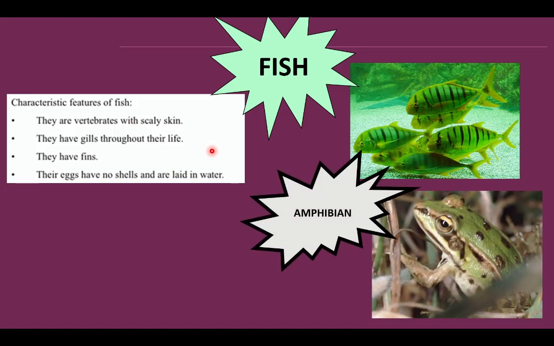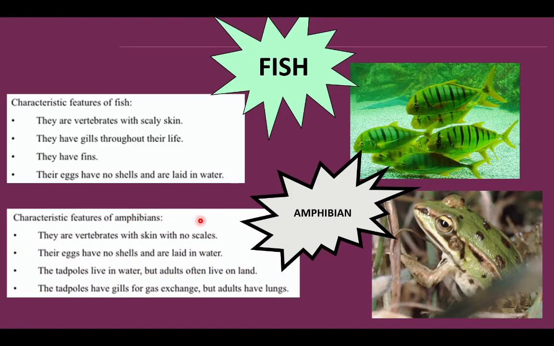As far as amphibians are concerned, the characteristic features of amphibians include they are vertebrates with skin with no scales. Their eggs have no shells and they are laid in water. The tadpoles live in water, but adults often live on land. The tadpoles have gills for gas exchange, but adults have lungs. Obviously, when the adults are living on the land, they have to respire through air, so they have lungs. But when they are in tadpole stage, they are inside water, so they have gills.